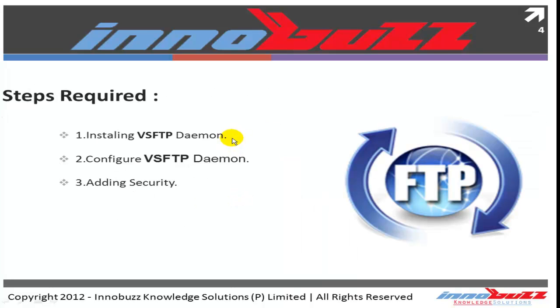There are basically three simple steps to install, configure and start hosting a FTP server. Step 1 is installing the VSFTP server. We will see in a while what is VSFTP. Step 2 is to configure the VSFTP daemon. Step 3 is to add the security. However, this step we will see in a separate video. Tools of the trade.